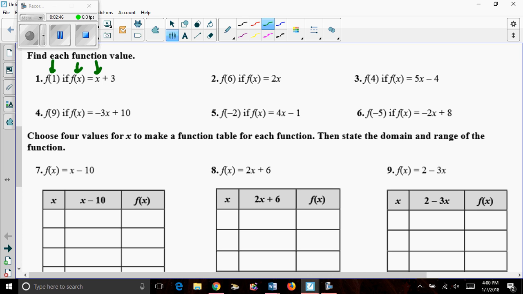X plus 3 is the rule. 1 is my input. So 1 put inside of x plus 3, what is it going to equal? We can show that by, let me rewrite that, by saying f of 1 equals, well, the rule is x plus 3, but instead of x, I would say 1 plus 3. And that is 4. Therefore, 4 is my answer.